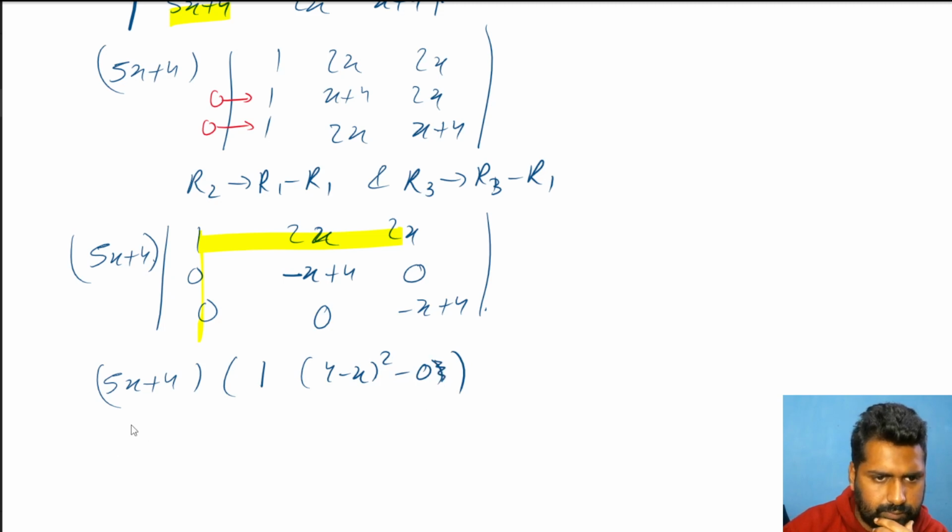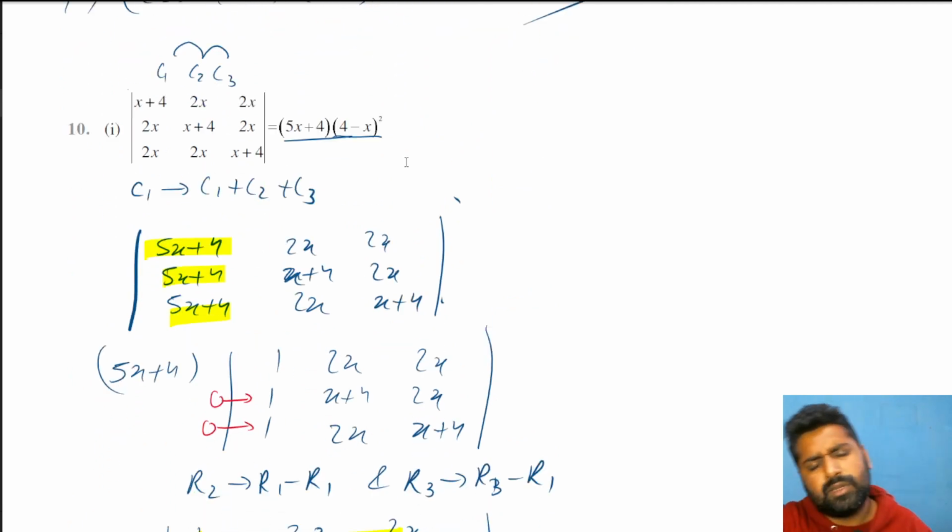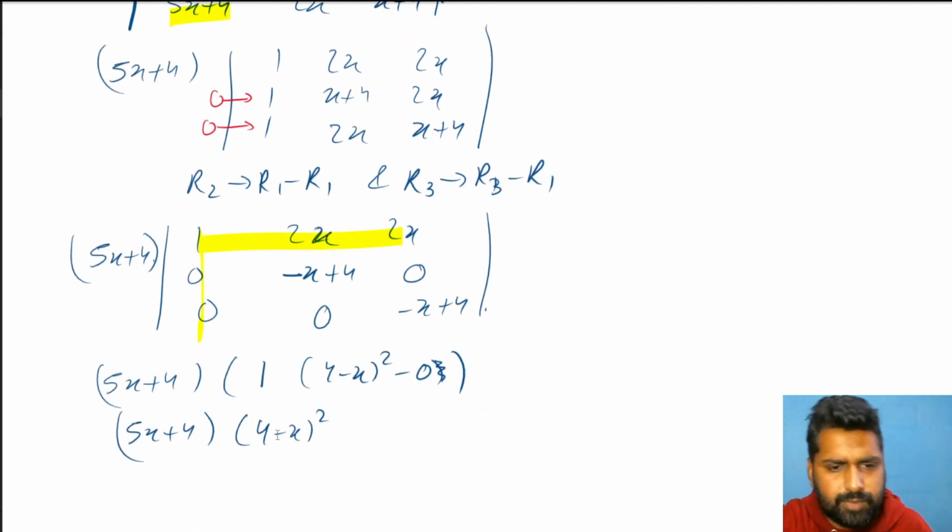Okay. So 5x plus 4. You can write 4 minus x whole square or x minus 4 whole square. It won't make much of a difference. Let's see what is written in the question. They've written 4 minus x. But we can write x minus 4 whole square also, because the square will cancel the negative sign.